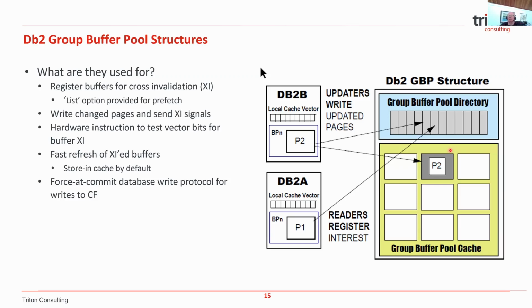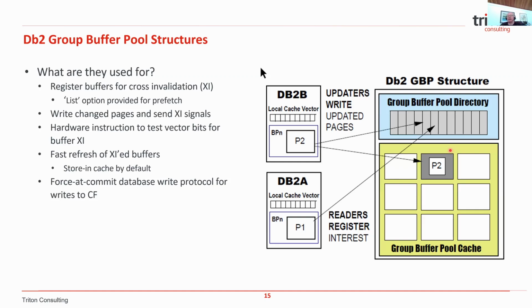page in the group. And the second half of the group buffer pool structure is that when pages are updated and they have to be written to the group buffer pool, then the data is actually stored in the group buffer pool. This means that if there's heavy inter-system read-write interest in terms of updates on hot pages, then when a page is invalidated, it can be quickly refreshed by going to the group buffer pool as opposed to reading the new version of the page from disk.